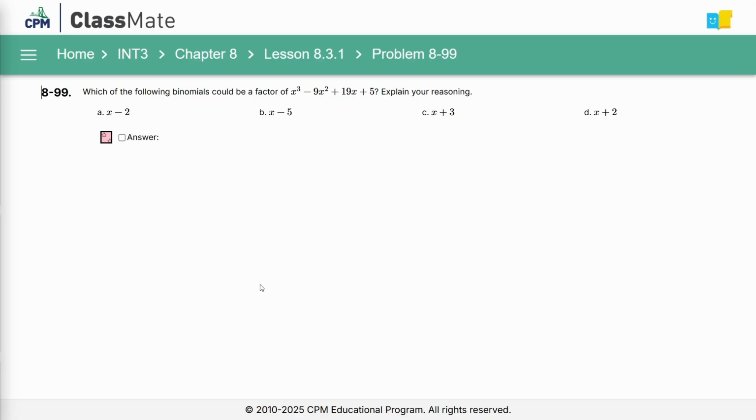Alrighty, 899. Which of the following binomials could be a factor of x cubed minus 9x squared plus 19x plus 5? Immediately the one that screams out to me is this one. Why? Because it really looks like this 5 here is a prime. It can only be made up of multiplying 1 and 5. So the fact that this is 5 means that we have an x minus 5 in there somewhere. If that makes sense.